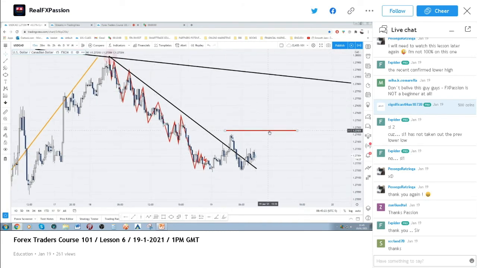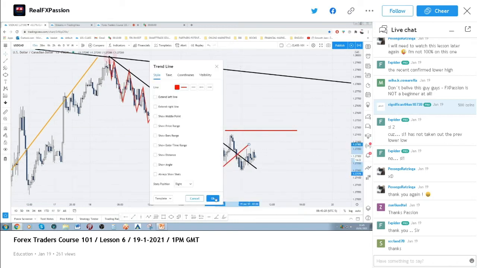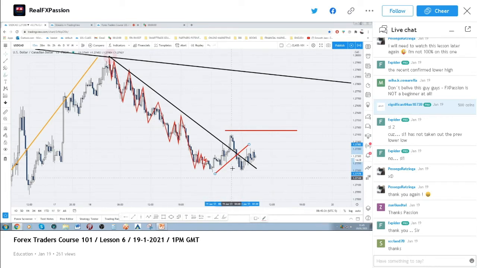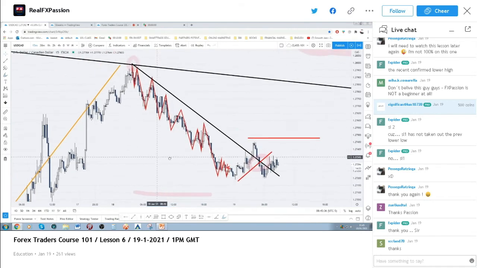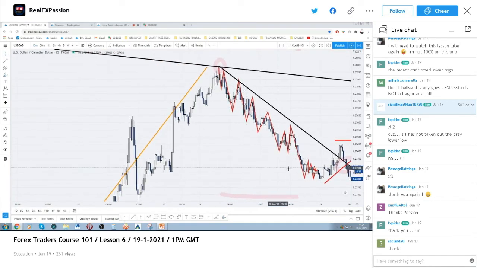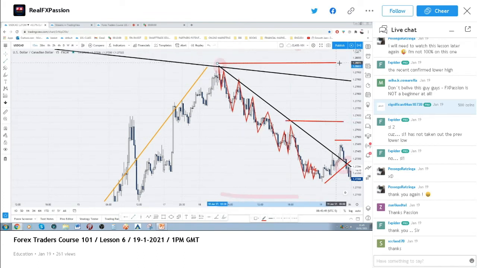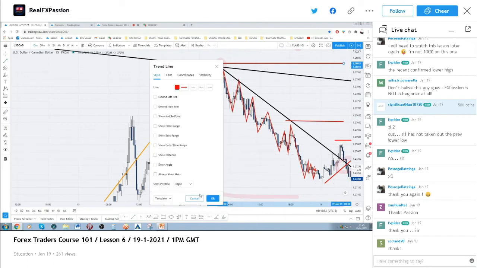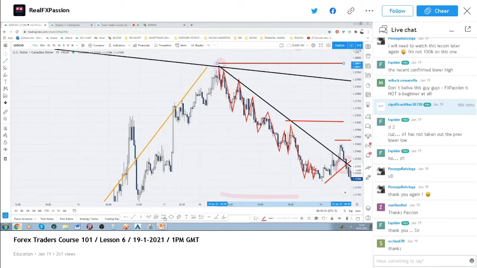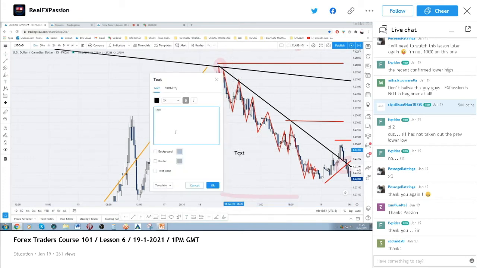Okay, so let's say, everybody, that we shorted the market in here. This was our entry. We cannot just enter blindly, but we shorted the market in here, right? So where should the stop loss go? Should the stop loss go up in here, or up in here, or up in here? What do you think? No, it's not the same. This makes all the difference.